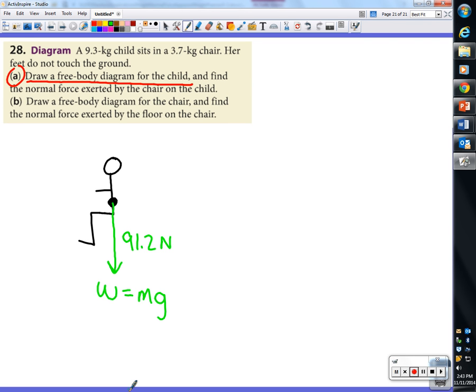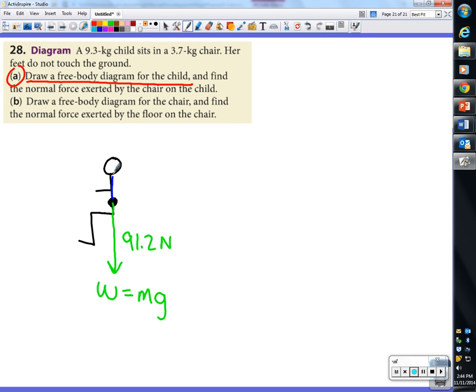So weight is always a force. It's the force that gravity is acting on an object. If gravity was the only force acting on the object, what would happen to this kid? They would fall, but that's not happening, right? Meaning there is no acceleration. If there's no acceleration, what has to be true? There's another force. Which way does it act? Upward. How big does it have to be? Exactly the same as gravity.